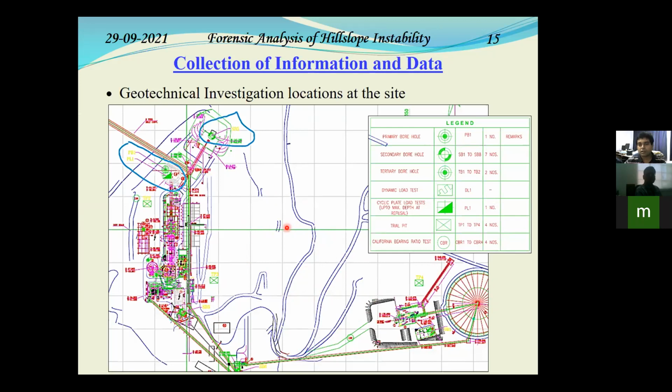only constructing some workers' colony with the access road for the southern part, they really did not do any geotechnical investigation here, thinking that the workers' colony were only lightweight structures and were not supposed to cause extensive damage. We could figure out that over the plant area, there were some geotechnical investigations done. Borehole stratigraphy, some dynamic load tests, some cyclic plate load tests, CBR (California bearing ratio) tests, and trial pits were all done in the plant area. What we did not have is actual information on the sloping face of the hill.